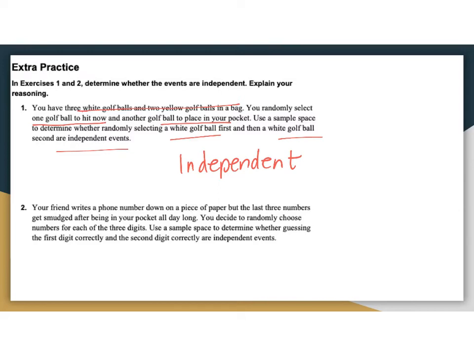event. Number 2, your friend writes a phone number down on a piece of paper, but the last 3 numbers get smudged after being in your pocket all day long. You decide to randomly choose numbers for each of the 3 digits. Use a sample space to determine whether guessing the first digit correctly and the second digit correctly are independent events. These are dependent events because once you choose one number for one digit, it changes what number you will choose for the other digit. So one event does affect the other.